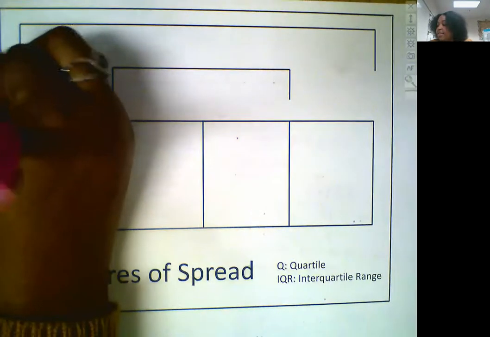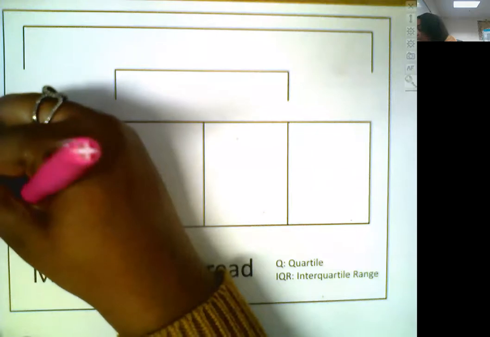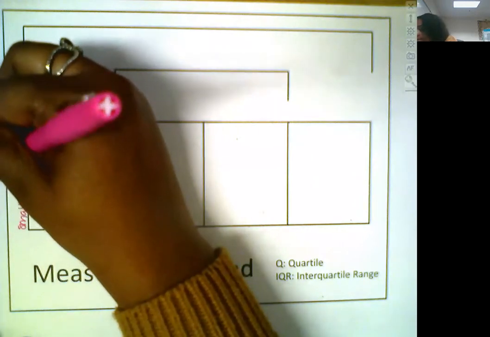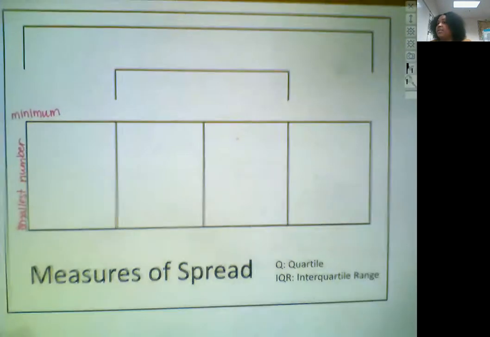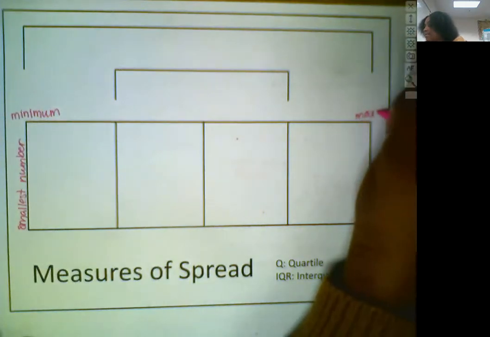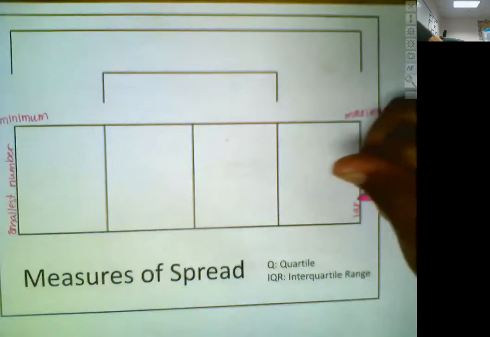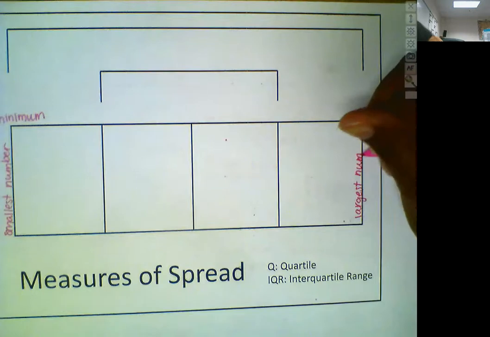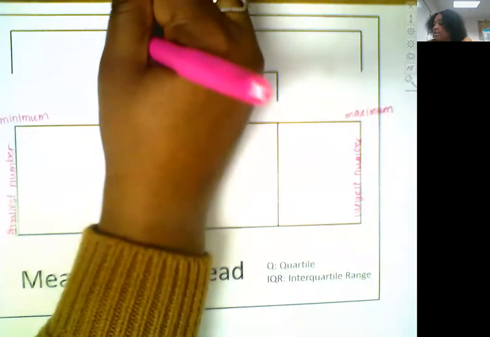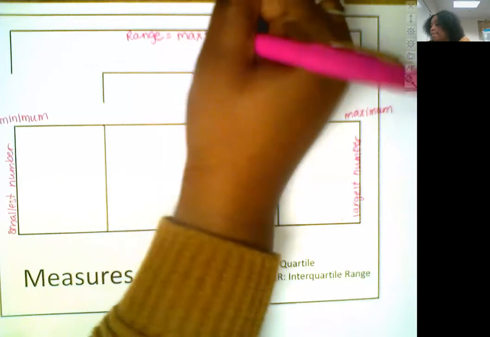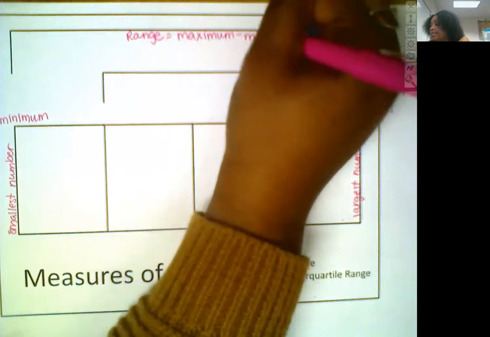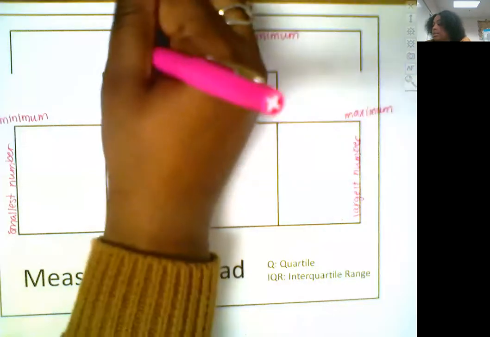Remember, to your furthest left, you have your minimum. Your minimum is also going to be your smallest number. On the opposite of that, you have your maximum. Remember, your maximum is going to be your largest number. If you take your minimum and your maximum and you subtract them, that's going to give you your range. So remember, range is going to be equal to your maximum minus your minimum.